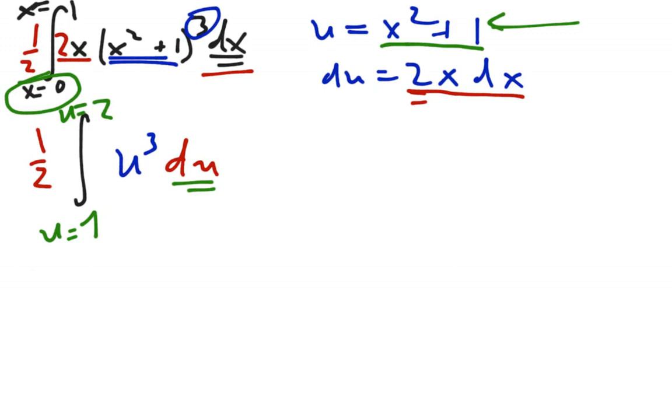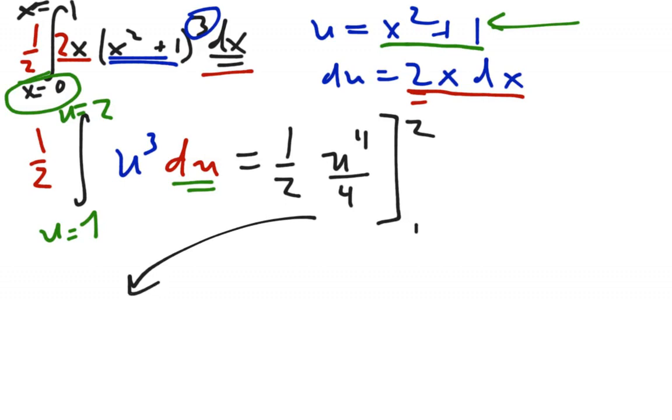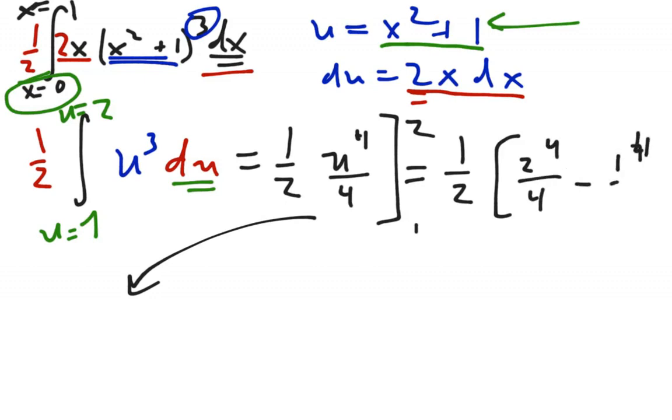Now I can integrate. So I will get 1/2, add 1, so u to the 4th over 4, integrating from 1 to 2, and now I have two options. The nice thing is that I can either sub back the x's and do it that way, or I can just keep going, because it's area, and area doesn't change if I do a substitution. So I'll just plug the stuff in. 1/2, I'll get 2 to the 4th over 4, minus 1 to the 4th, that's a 4, over 4.